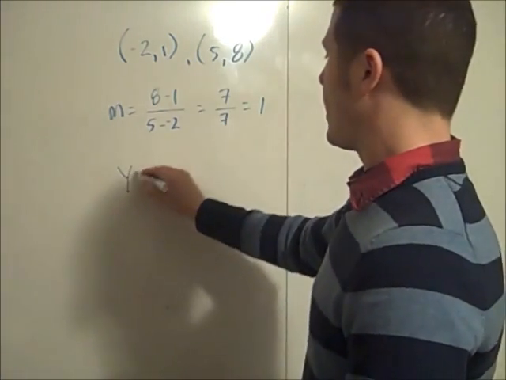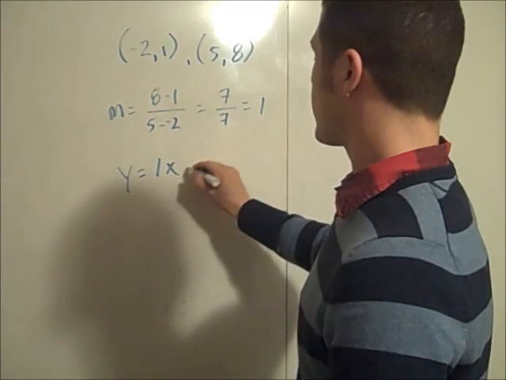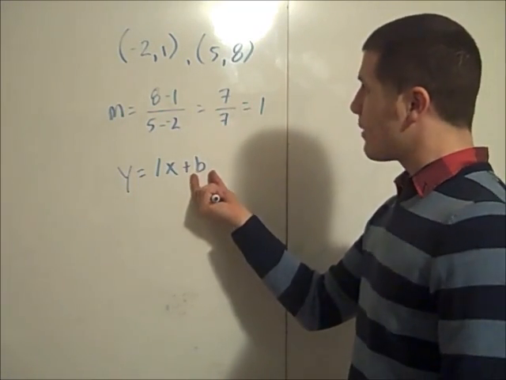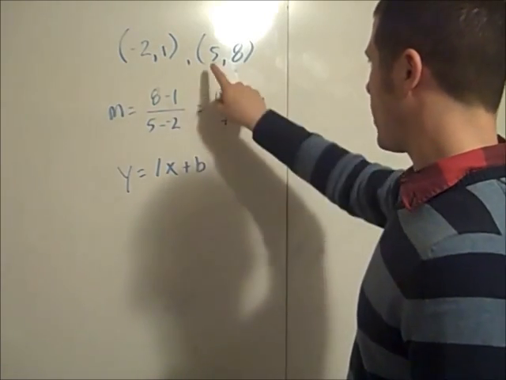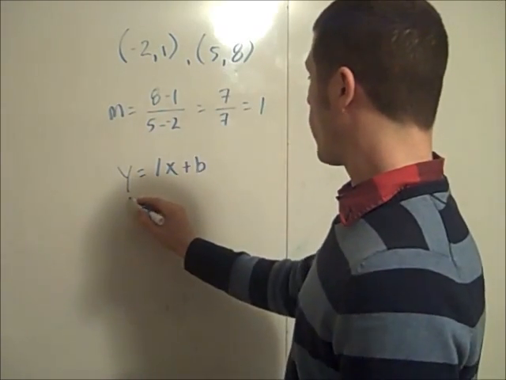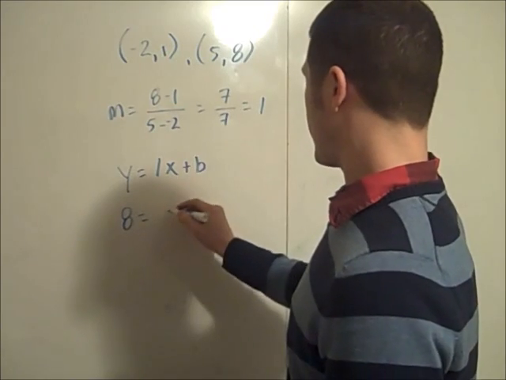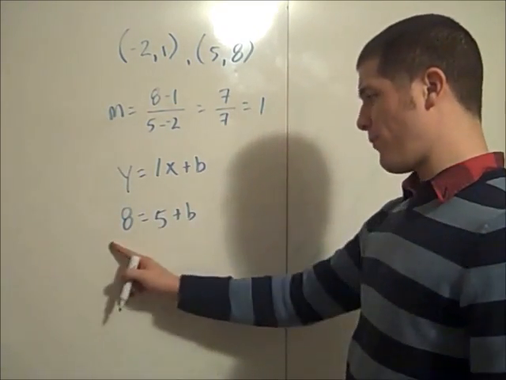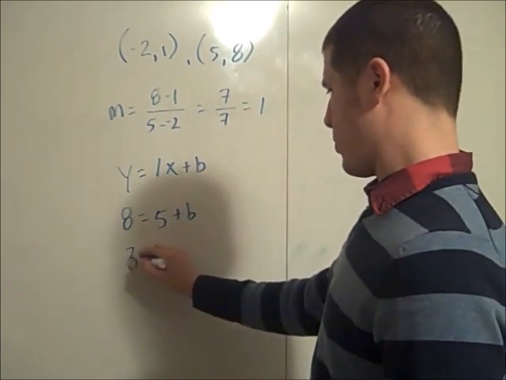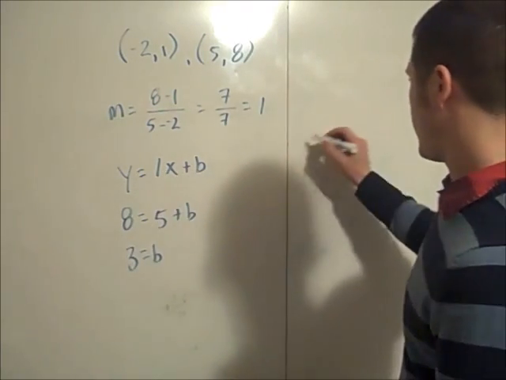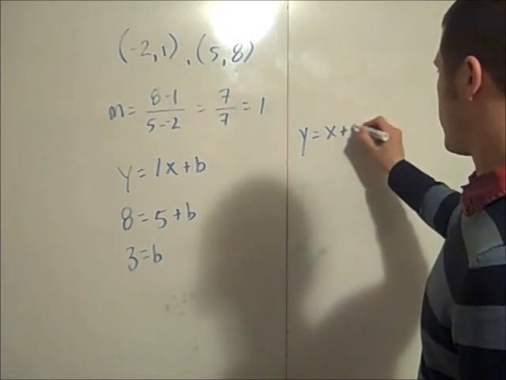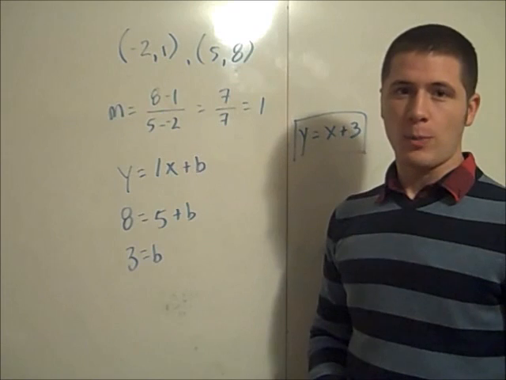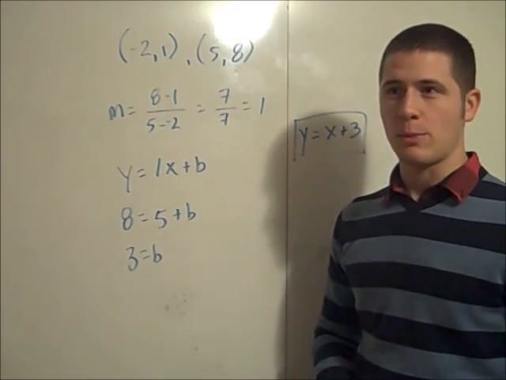So we have y is 1 times x plus b. We don't know what this b value is, but we can find it by just plugging in one of these points. So let's plug in this point here. When y is 8, then x has to be 5. So we subtract 5 from both sides, and we find that 3 is equal to b. So the equation of our line then is y is equal to x plus 3. So there's the derivation of the slope-intercept form of a line and a couple of examples that use it.